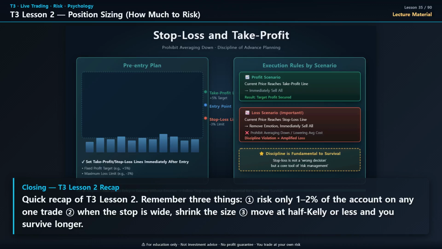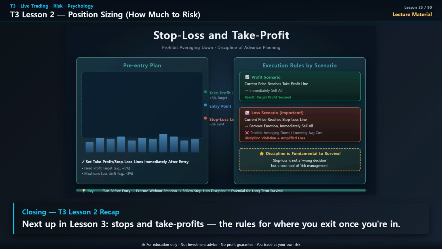Quick recap of T3 Lesson 2. Remember 3 things. Risk only 1 to 2% of the account on any one trade. When the stop is wide, shrink the size. Move at half Kelly or less, and you survive longer. Next up in Lesson 3, stops and take profits. The rule for where you exit once you're in.